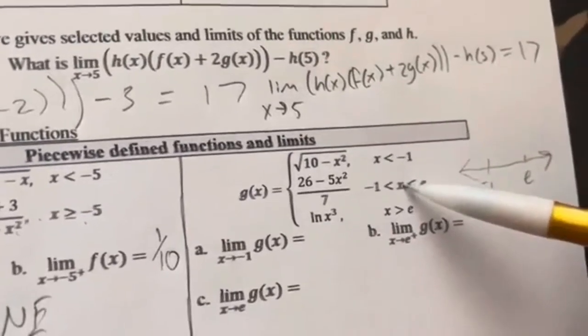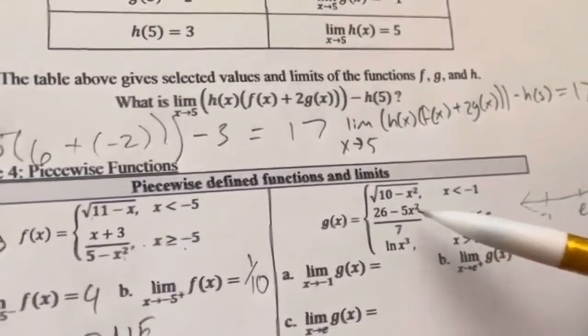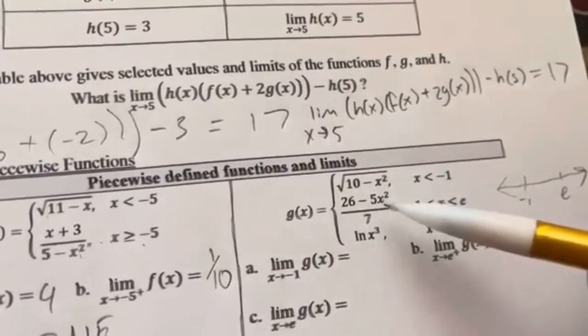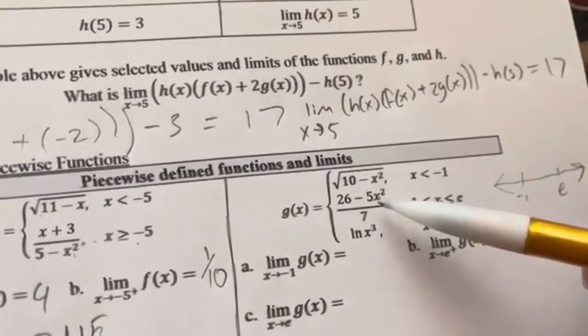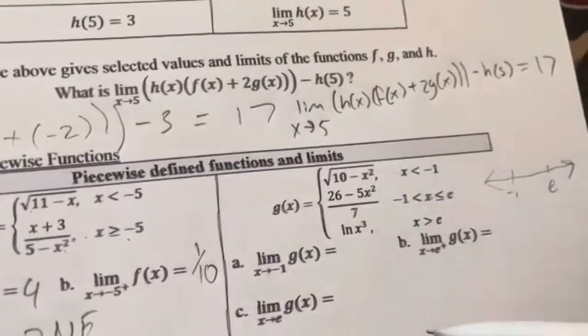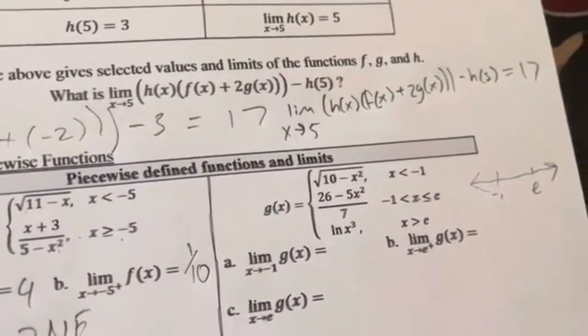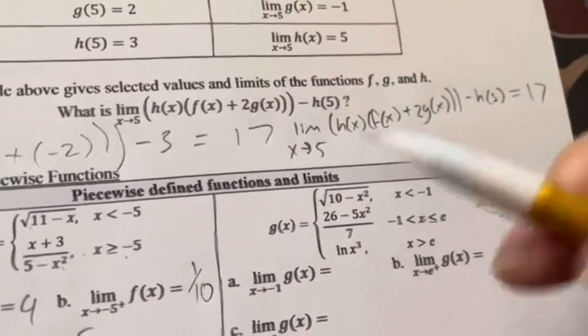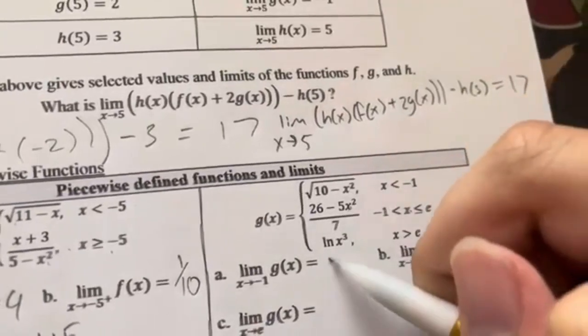And then we can also check it in this equation. So we put in negative 1. 26 plus 5 is 31. Oh, I'm sorry, my mistake. We don't use this equation, we just use this one. So square root of 9 is 3.